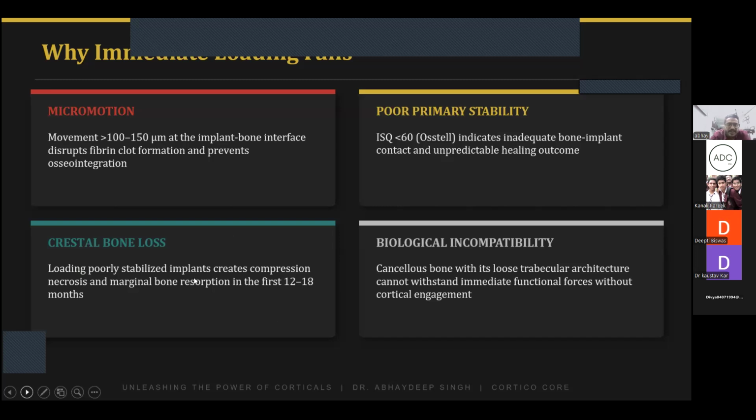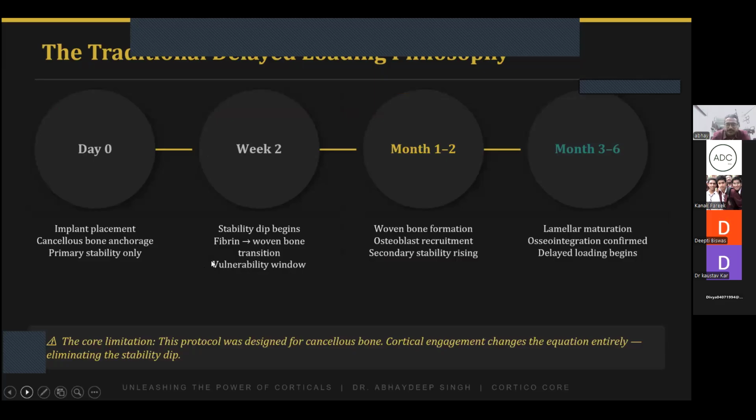Okay. The traditional delayed loading philosophy. We place the implant in the cancellous bone. First of all, we raise the flap and then we place the implant, and we close the flap. That only triggers the inflammation process, and then the stability dips. The osseointegration process, the bone remodeling process, starts.